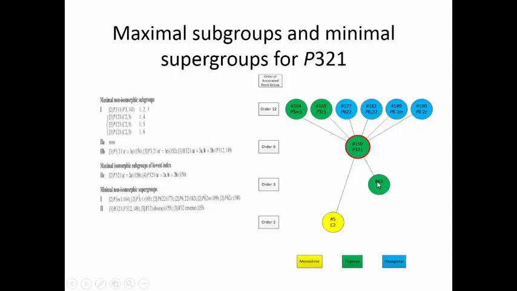My goodness, we're finding a lot of things here. And you can see that the index is 2, which means that the order here is 6, and so you're decreasing it because you're looking at subgroups, so it becomes order 3.